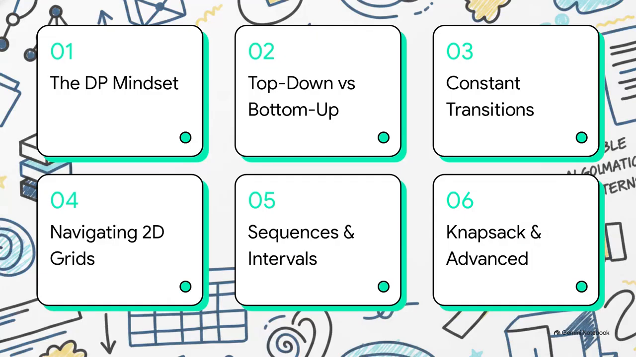Okay, let's map out our core branches. We'll start with a dynamic programming mindset, explore top-down versus bottom-up approaches, and then navigate some key visual patterns: constant transitions, two-dimensional grids, sequences and intervals, and finally, advanced knapsack problems. Master these branches, and you're basically master dynamic programming.